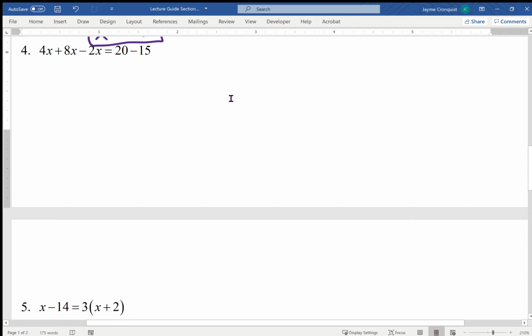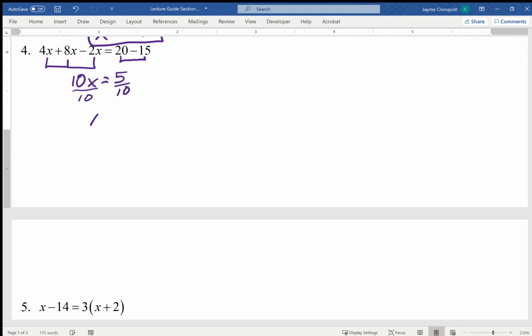All right, 4x plus 8x minus 2x. So we're going to combine all of these. 4 and 8 is 12x. Minus 2x is going to leave us with 10x. 20 minus 15 is 5. We divide both sides by 10. x is 1/2. We're going to check it.